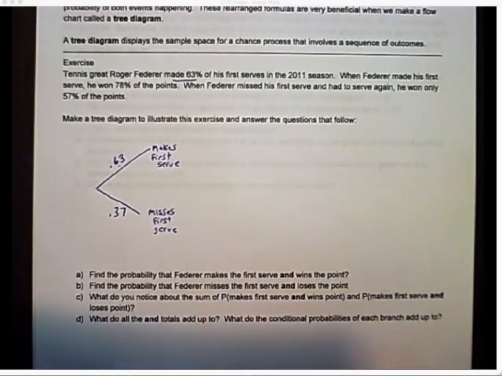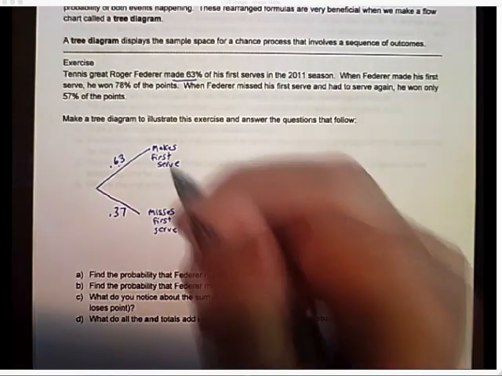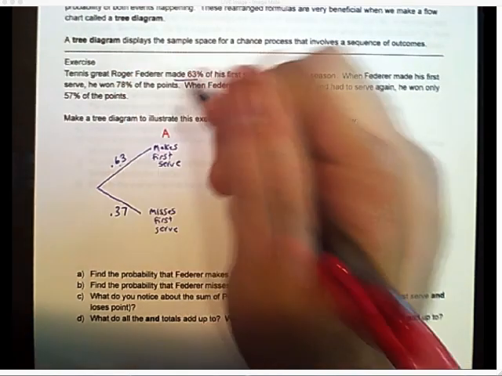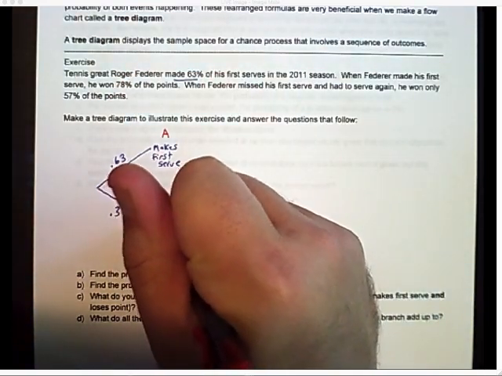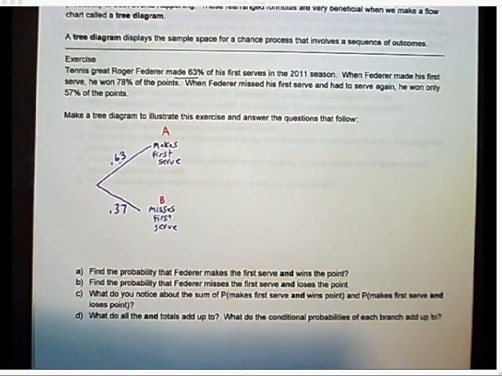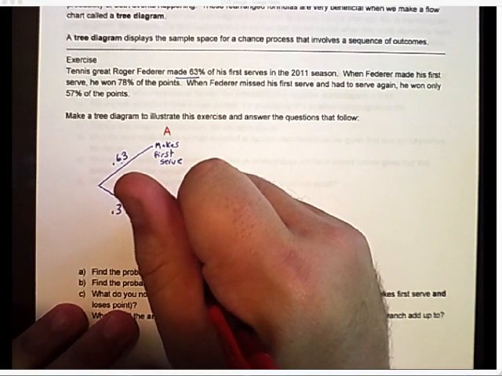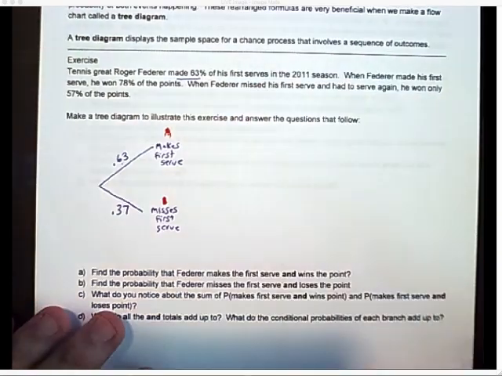Okay. Now, like this is event A, and you could call this event B if you wanted. That's really not good to think like that. Okay, don't think about A's and B's because it's just going to confuse you.